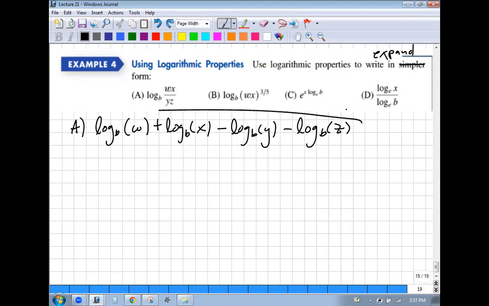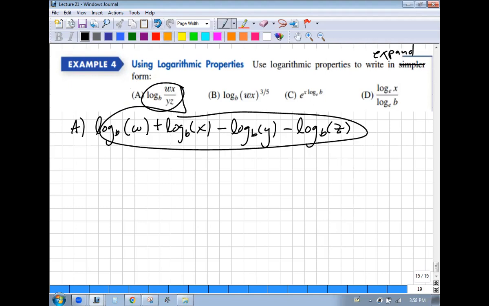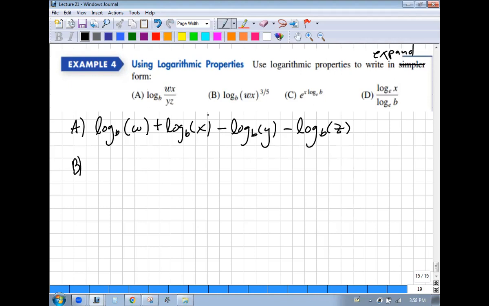This is not simple. This is simple. So their instructions are just like the opposite of simple. They should say expand. I think that's what they want, for you to expand it. They want you to take one object and turn it into 4 objects. So let's look at this one.